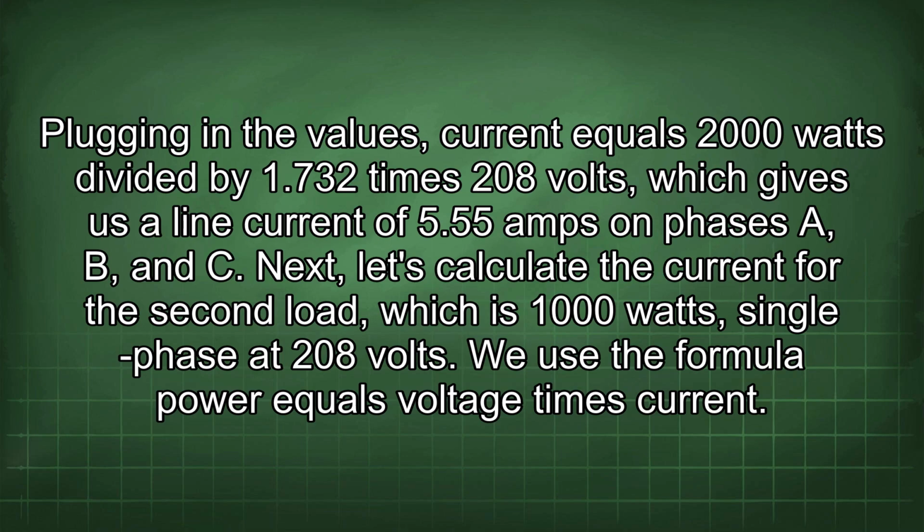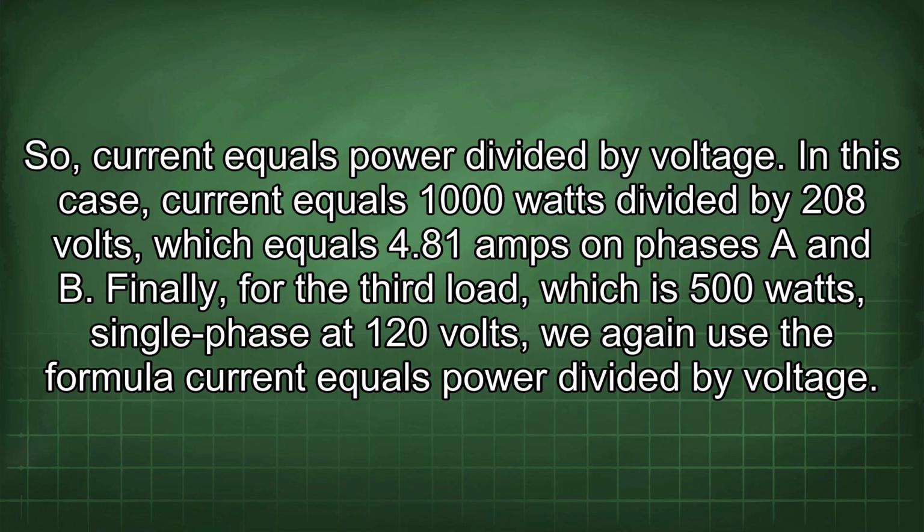Next, let's calculate the current for the second load, which is 1000 watts, single phase at 208 volts. We use the formula power equals voltage times current. So, current equals power divided by voltage. In this case, current equals 1000 watts divided by 208 volts, which equals 4.81 amps on phases A and B.